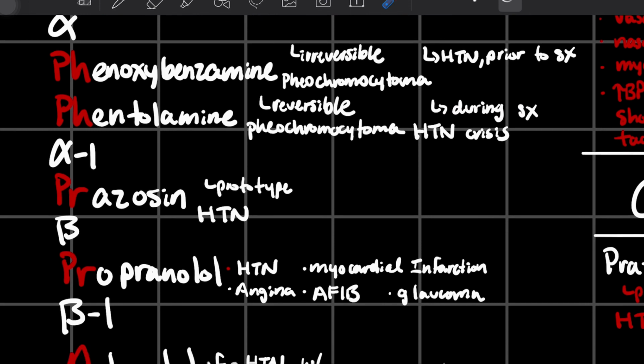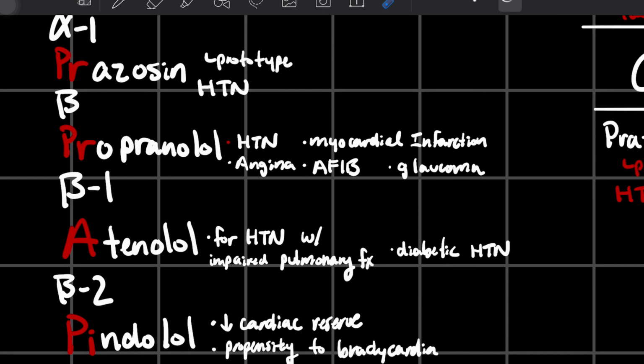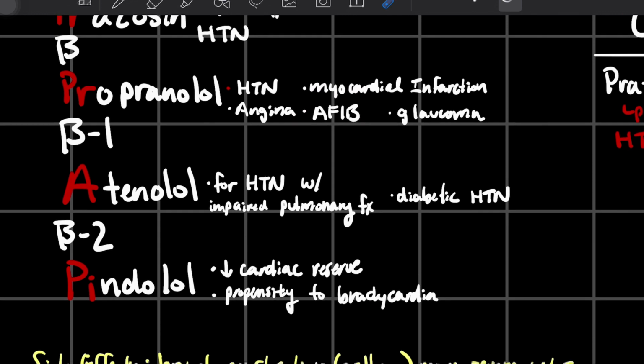For your prazosin, it's going to be that prototypical hypertension drug. It's going to act on those alpha-1 receptors. Okay, propranolol is actually going to be one of those drugs that is going to be used for myocardial infarction, glaucoma, atrial fibrillation, and hypertension as well. Okay, and that's going to be a general beta receptor antagonist.